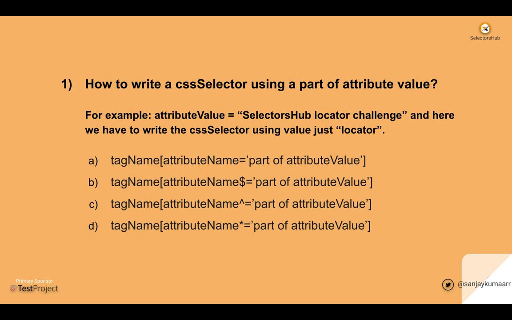If you remember, dollar was used for ends with. If we were writing here "selectors" using "challenge" only, then we could have used dollar, because dollar is for ends with, caret is for starts with, and star is for contains value. So basically the answer is D here. I have given the answer, but I would request you, when you are reading this question, to think about that and try to recall those things.